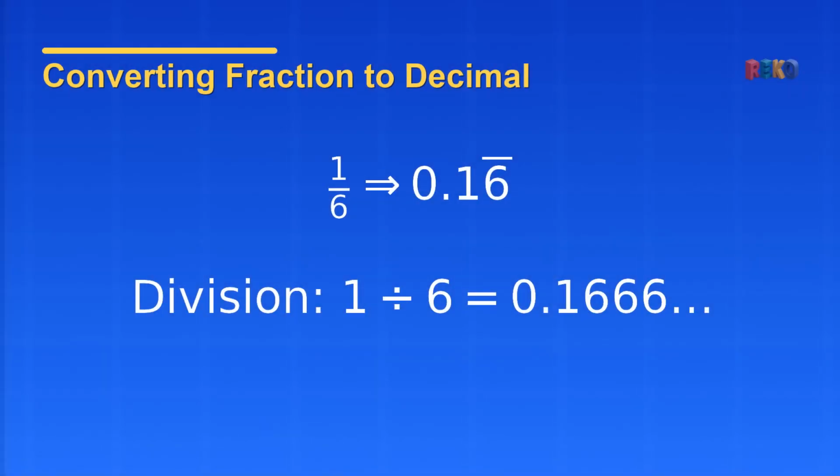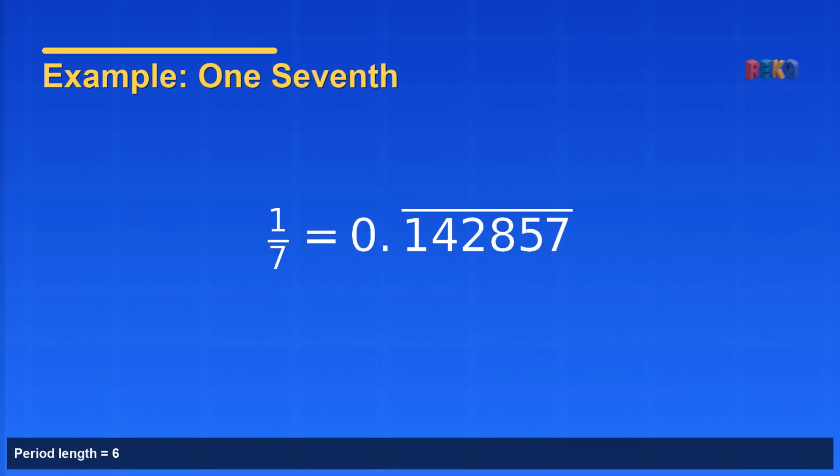To convert a fraction into a decimal, divide the numerator by the denominator. If the remainder starts repeating, the digits in the quotient repeat too. For example, 1 divided by 6 gives 0.166 recurring. For example, 1 divided by 7 gives 0.142857 recurring. The repeating block, or period, has 6 digits.